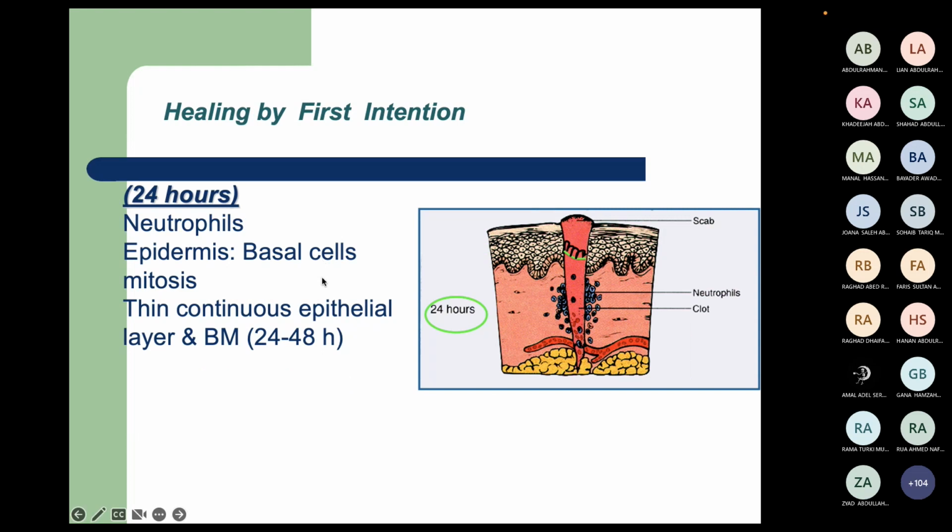Within 24 hours, again, neutrophils will come, the basal cells will show mitosis, and slowly a complete line is formed within 24 to 48 hours.